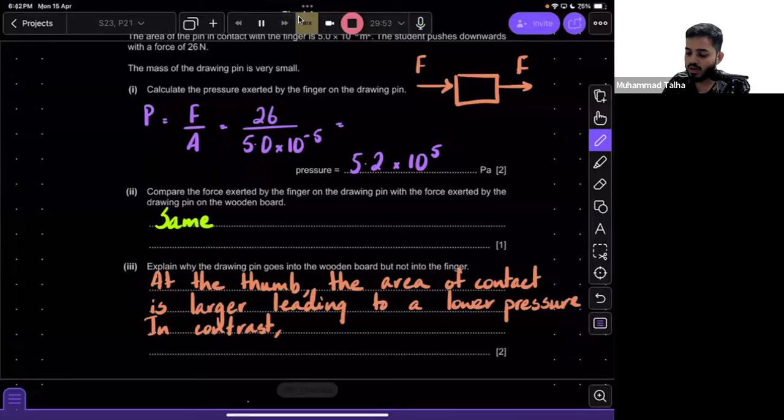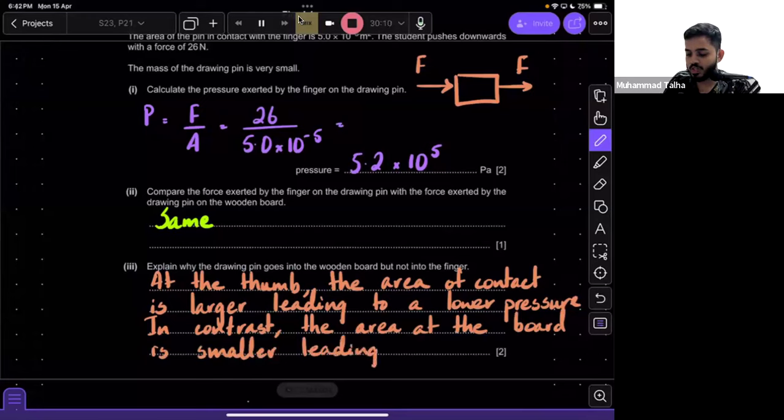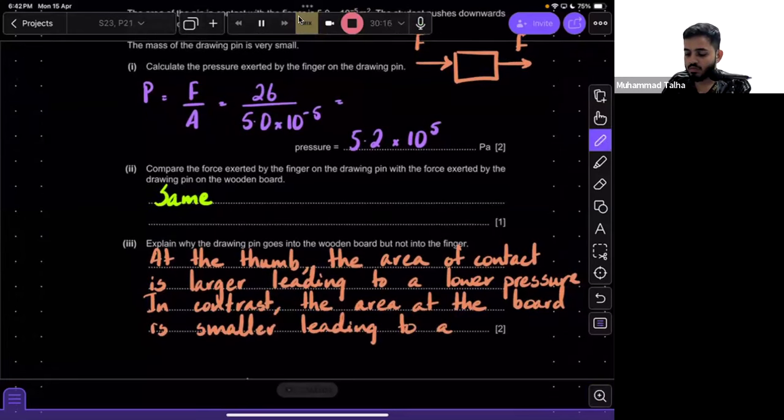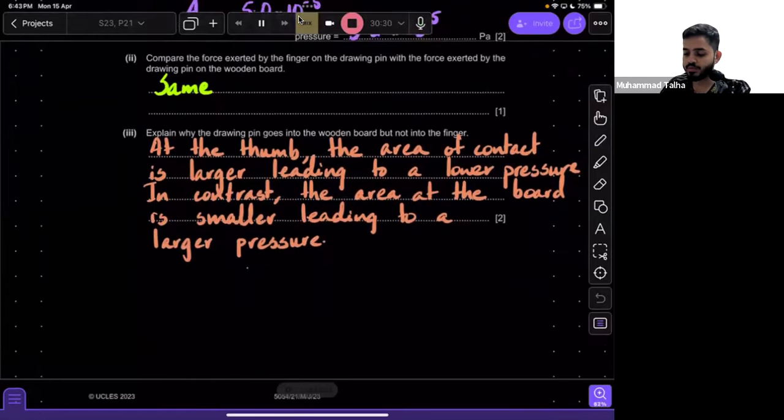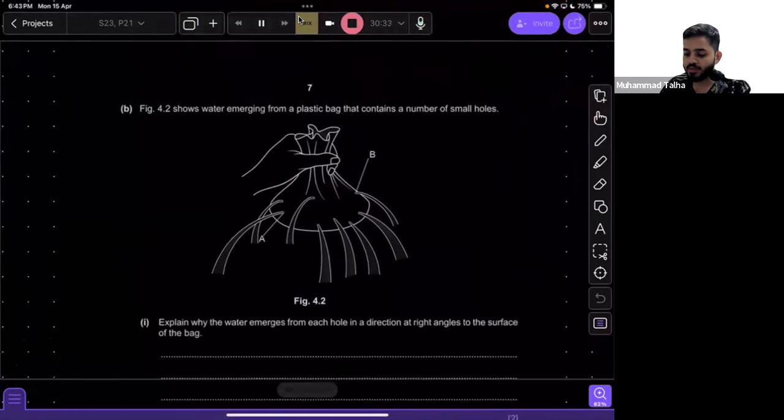the area at the board is smaller, leading to a larger pressure. Either one, by the way, was correct here. It was sufficient. But just to make sure that I cover all the points, I've written this from both points of view. All right, part B.